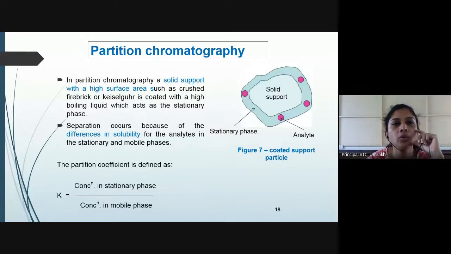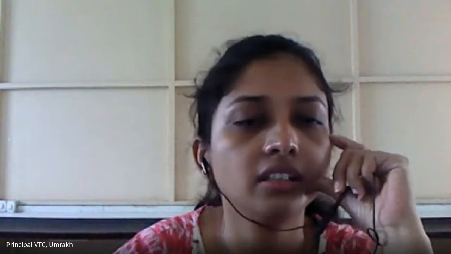Then we went through partition chromatography, in which a solid support holds your stationary phase, which is a less volatile liquid. According to the solubility of analytes, different analytes have different solubility in the stationary and mobile phase, so they will be eluted at different times.